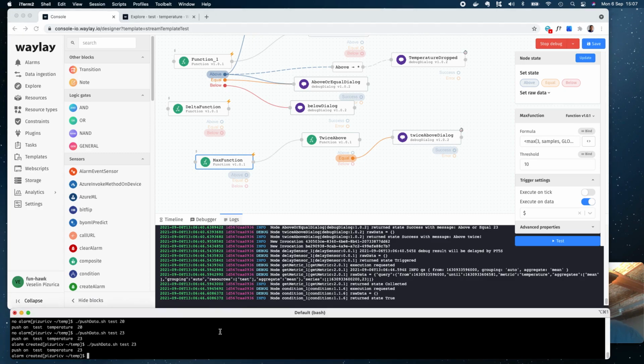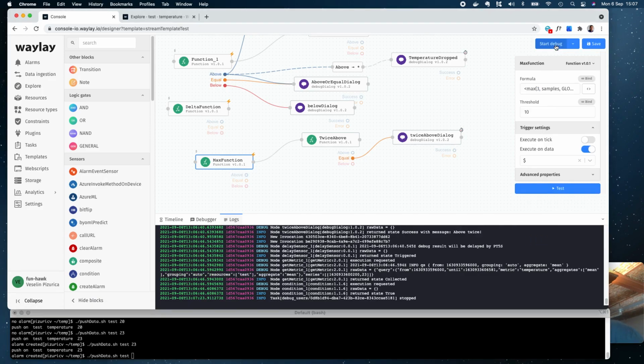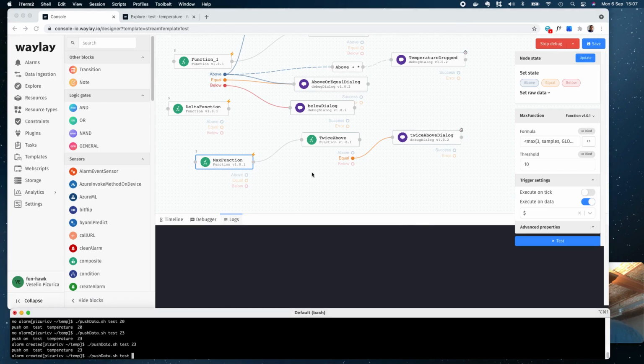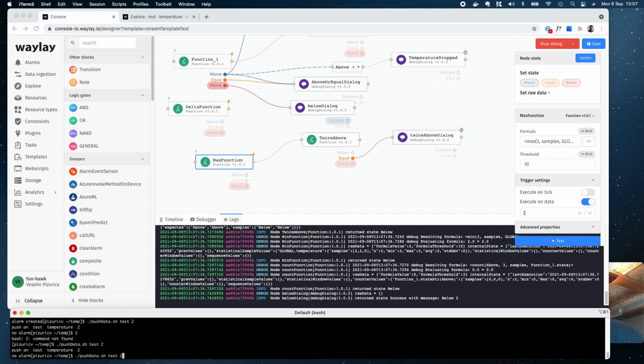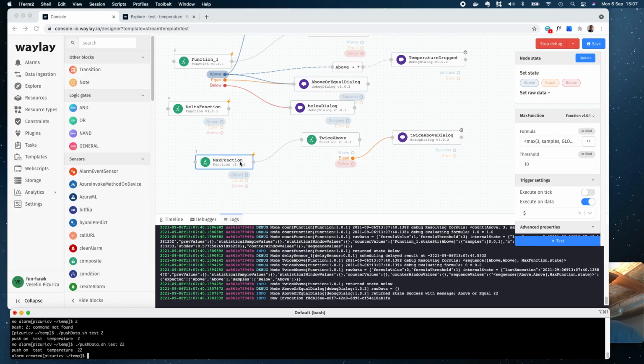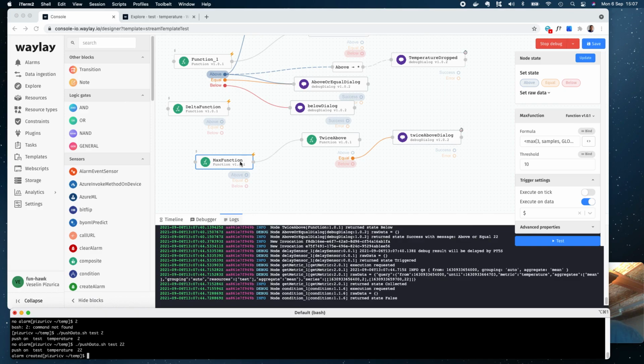Okay, let me start again with something smaller than that. So we are focusing on this function here, and we put something like 2. We put 2, and we put 22, and we'll see here that we are above the threshold because the maximum value of the past 3 samples was 22, which is above 10.